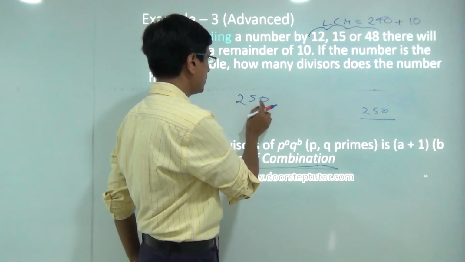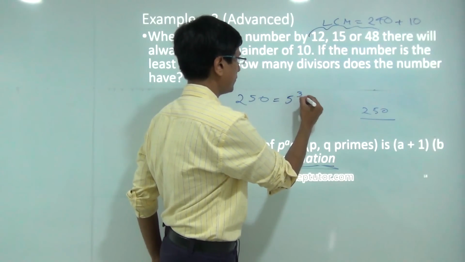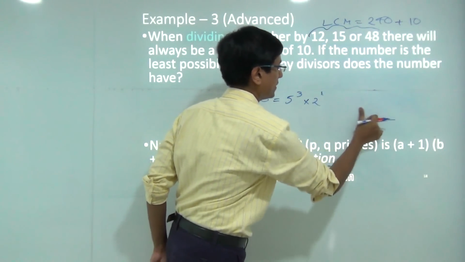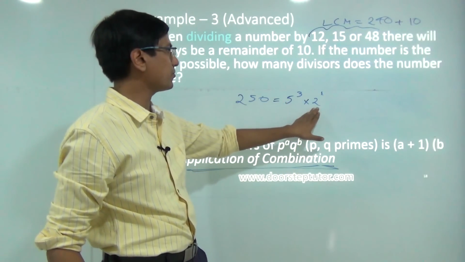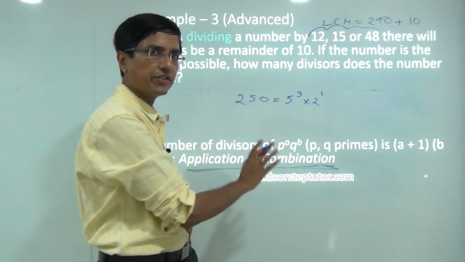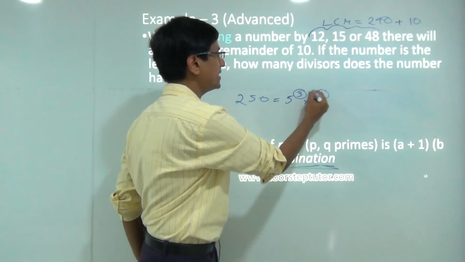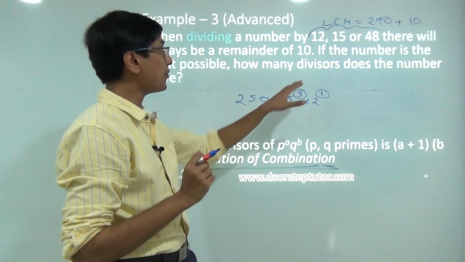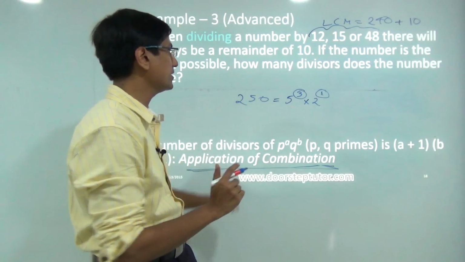So let's write 250 as 5 raised to power 3 into 2 raised to power 1. I have done the prime factorization of 250 and expressed it in power form. So I have to find the number of possible divisors of this one.